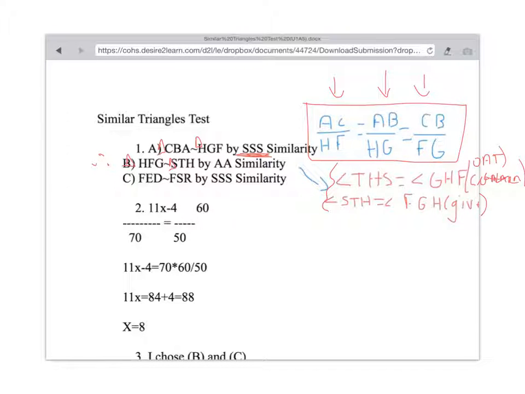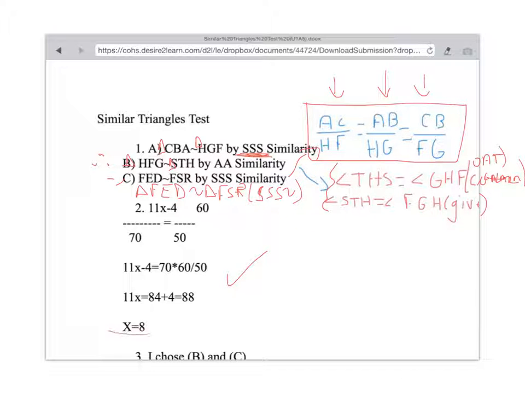So question 3C is similar. It's also side, side, side similarity, so you need to follow the first example and give all of the information there, and then at the end you're going to say, therefore, triangle FED is similar to triangle FSR by side, side, side similarity, like that.